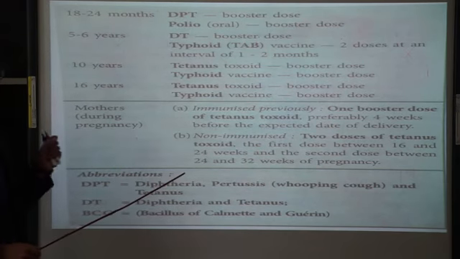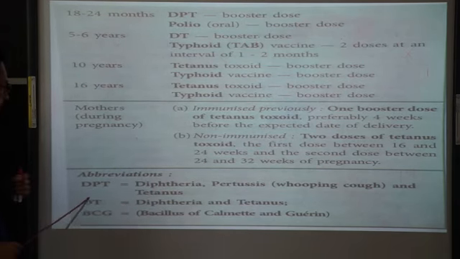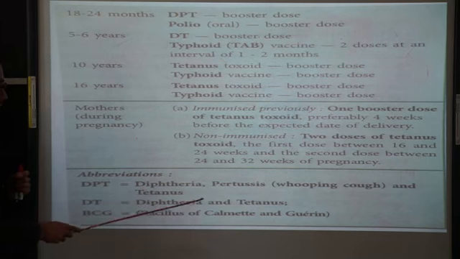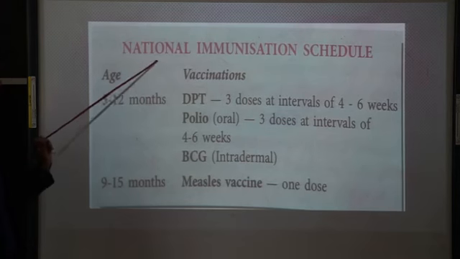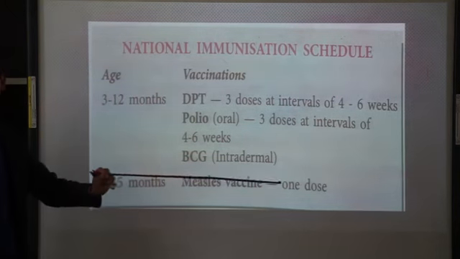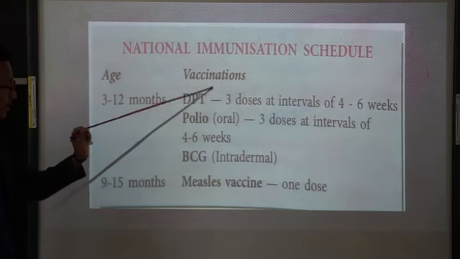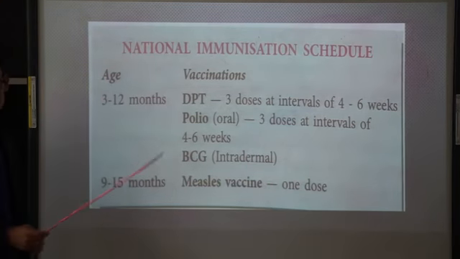So what do the abbreviations stand for? DPT means diphtheria, pertussis, and tetanus. DT means diphtheria and tetanus, and BCG means Bacillus Calmette-Guérin. So kindly remember the abbreviations of DPT, DT, and BCG, and kindly go through the national immunization schedule for providing vaccinations at different age intervals. Clear? So this was for today.